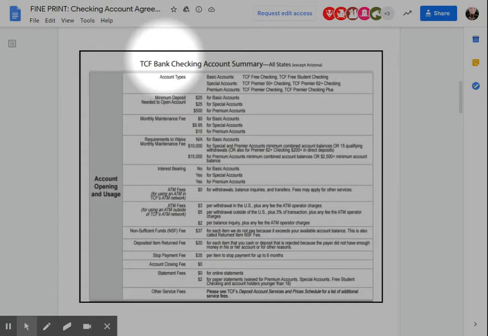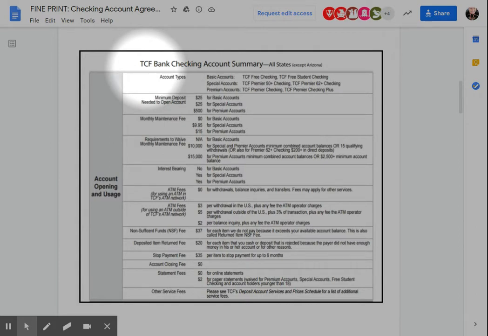Hello. Today we are looking at the checking account summary sheet. So this means that when you go to open up a checking account and/or you're comparing different types of checking accounts at a bank, this is the information that the bank should be showing you. So we are looking at an example of one of these.